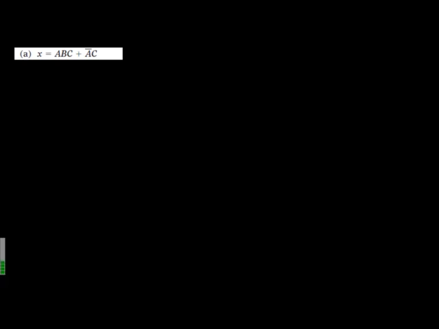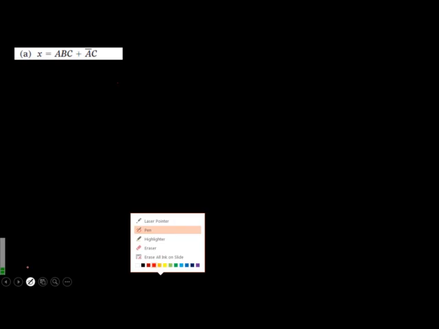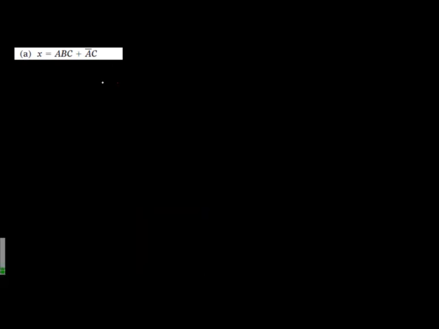So I've got x equals ABC or with AC. The common factor that you can see there is C. So let me try to write it down for you. Okay, so I can see C. I'm going to take out C, so I'm left with A, B, or with A bar.